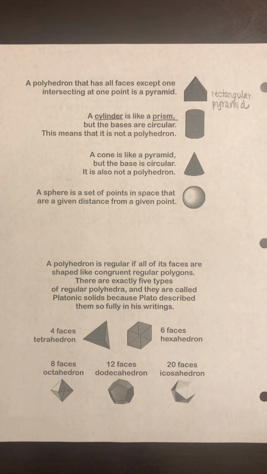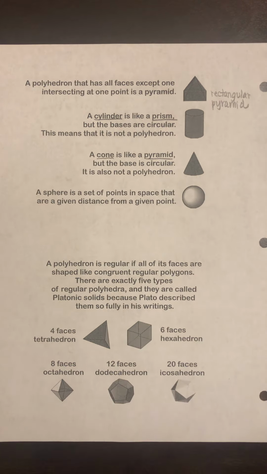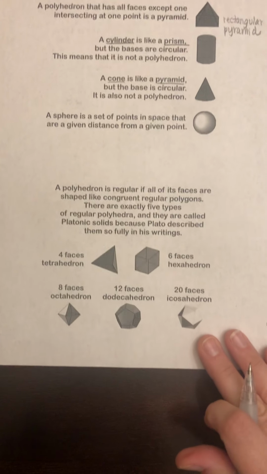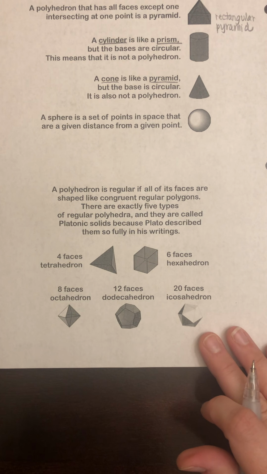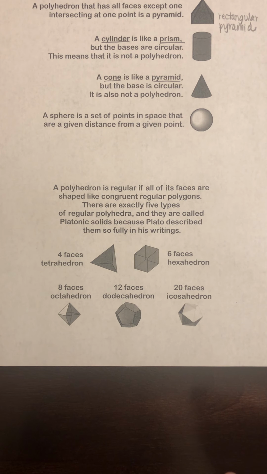Cones are like pyramids because there's only 1 base. But again, the base is not a polygon. The base is a circle. That's why it gets its own special word. And then we also have a sphere, which is basically like, well, like a ball, right? Like a basketball, tennis ball, whatever. It's three-dimensional.